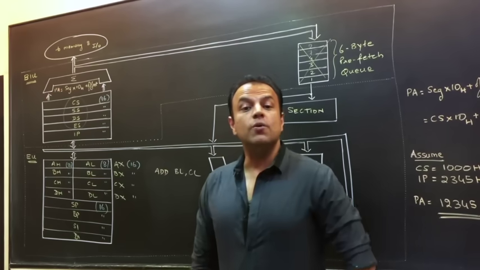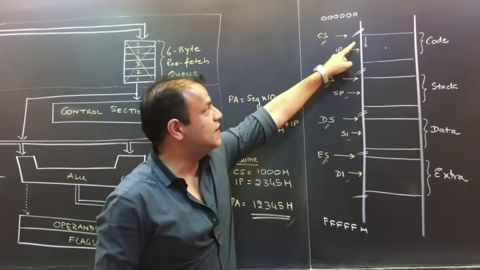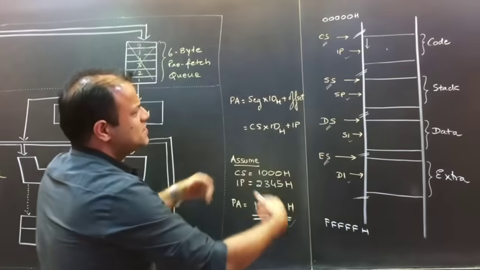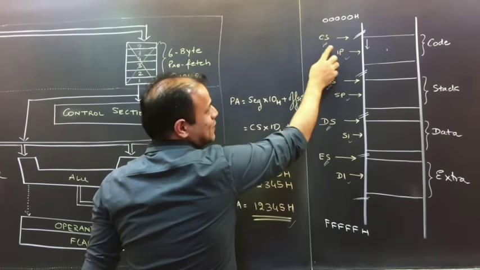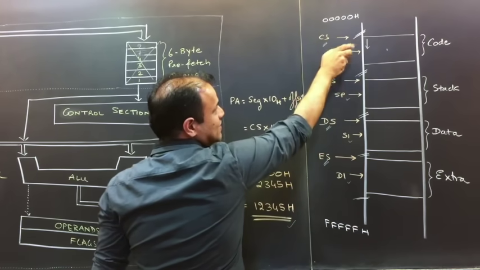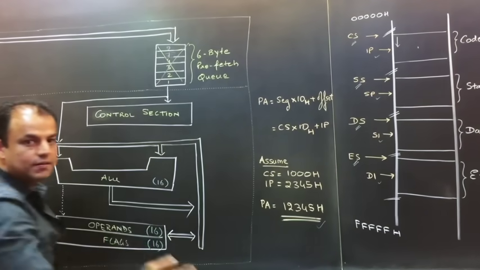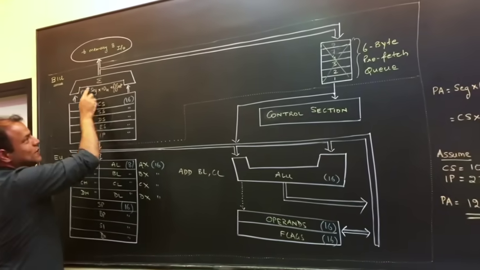IP, instruction pointer. What does it contain? It contains the offset address. I repeat, the offset address of the next instruction. When we want to fetch instructions, we need CS and IP. CS gives the segment address, IP gives the offset address. The adder combines the two to produce a physical address using the formula segment address multiplied by 10 plus offset. That calculation takes place over here.